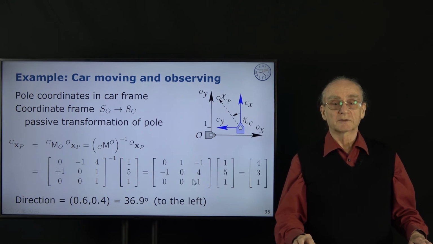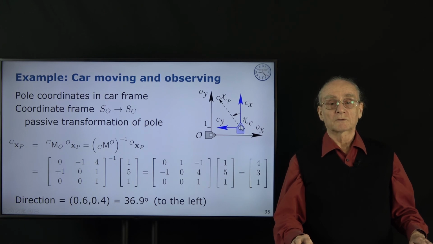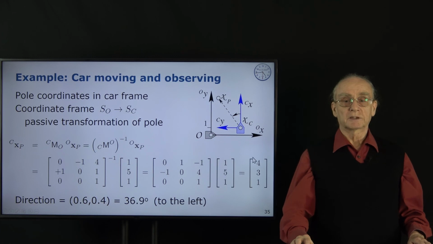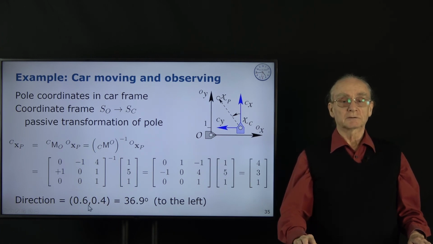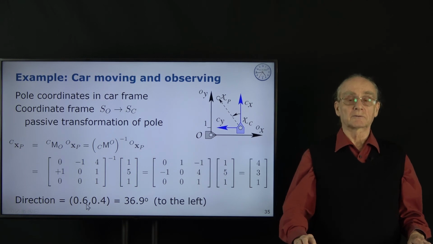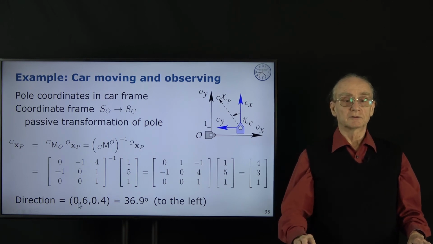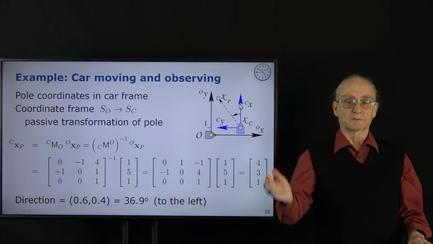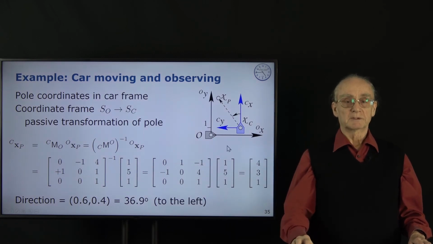The inverse of this matrix is this one, and if you multiply this out, we come to the coordinates 4, 3. So the x-coordinate of this point is 4, and the y-coordinate of this point is 3, which seems to be plausible. And if we now take these coordinates, we get the direction vector. We have to divide by the length. The length is 5, so we get the direction vector 0.6, 0.4 or approximately 36.9 degrees to the left, because we have the left rotation as default. So this is the solution of this problem.